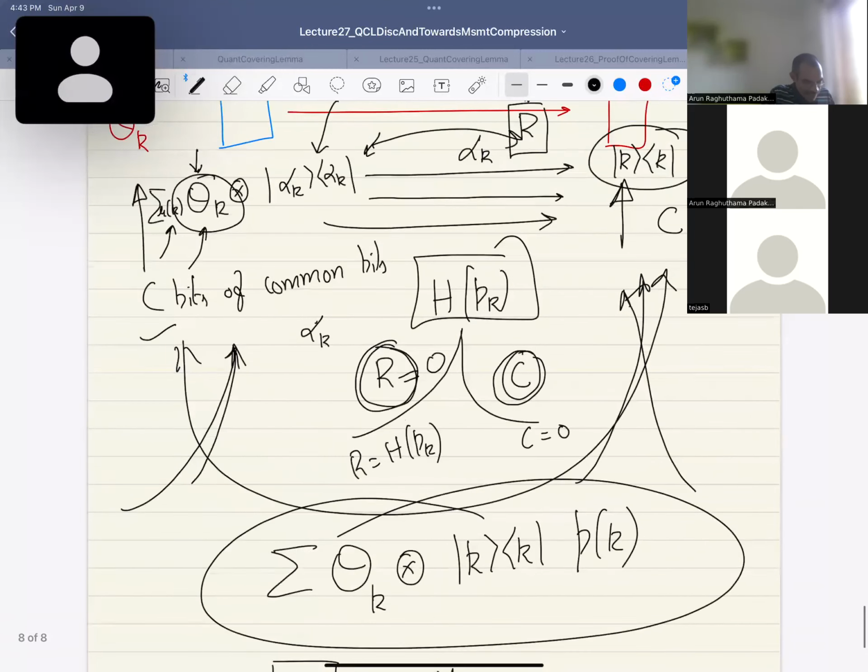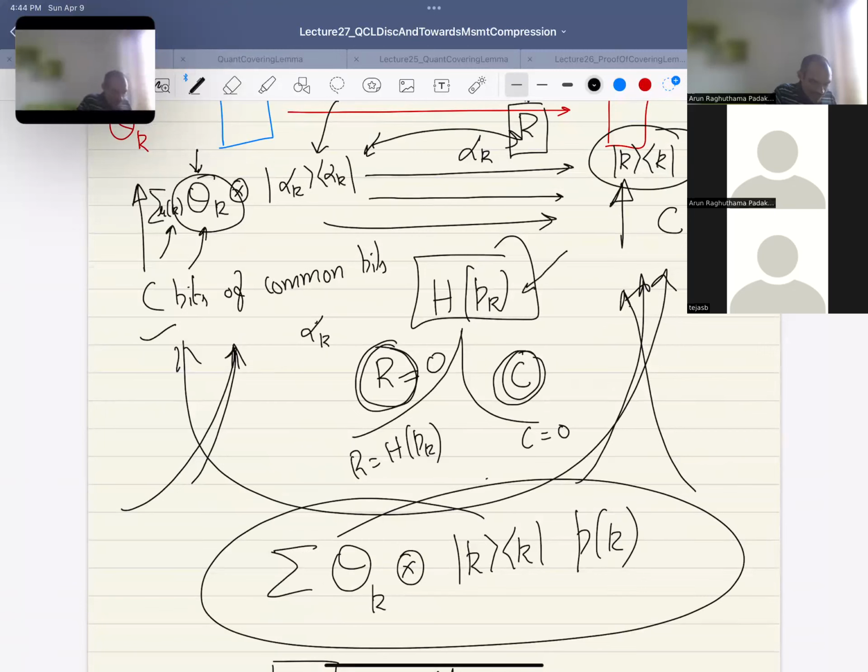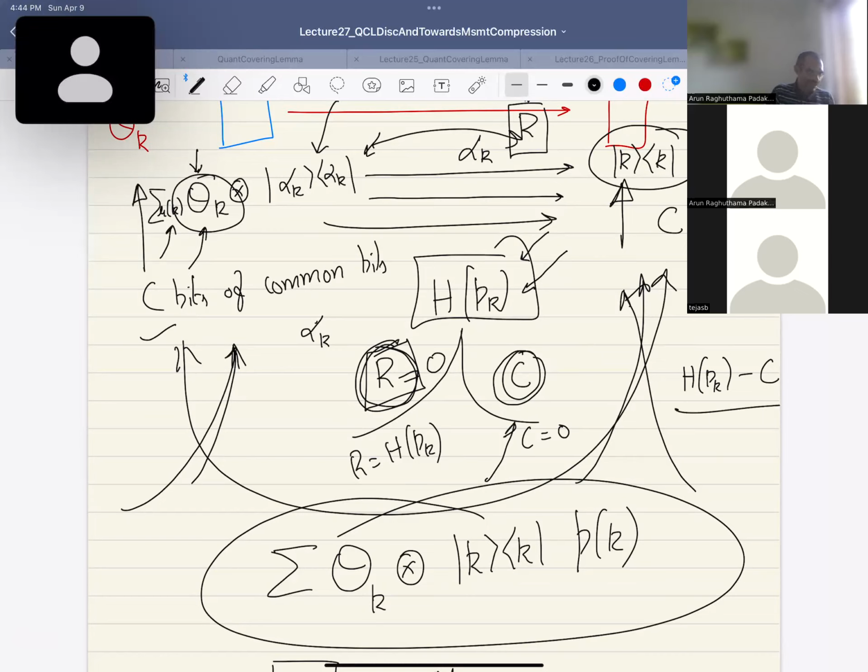I'm trying to see if I can somehow source this outcome using external bits of randomness that is completely independent of the state. If I can do that, then the information content of the outcome is not H of pk but R, which is H of pk minus some C, correct? Yes, sir. That's exactly what I'll answer.